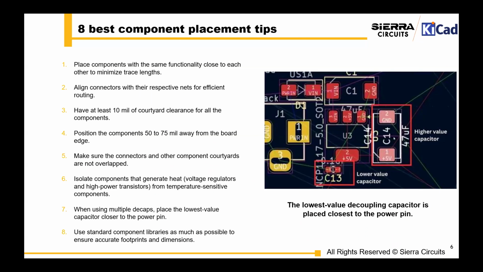There are some other key points here, like aligning your connectors with the respective nets. It's also very important to design your component footprints with a properly designed courtyard around each component. This will ensure manufacturability of the design in terms of assembly and pick and place, and even allow access for flying probe test. So we're stating here we'd like a minimum of a 10 mil courtyard clearance.